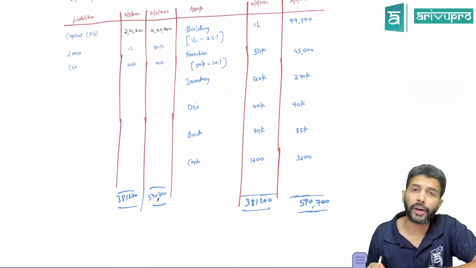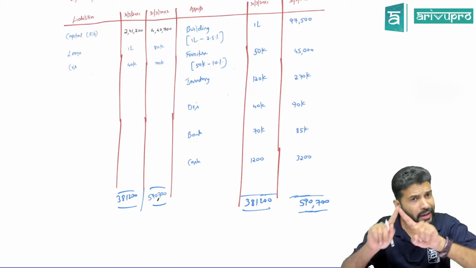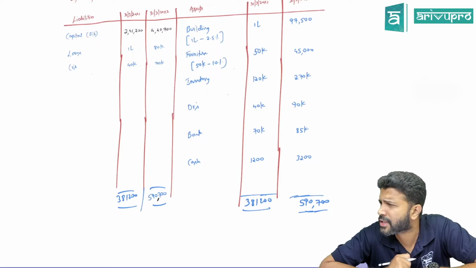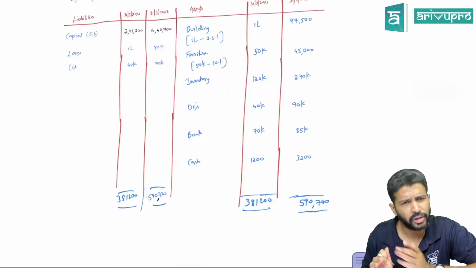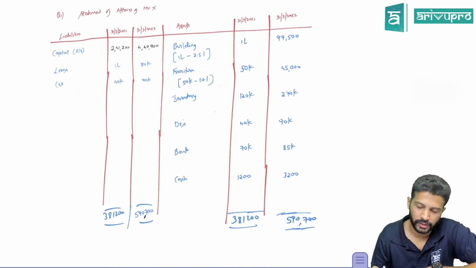So what about drawings and additional capital and all? That affects your capital account ledger. Did they ask you to prepare the capital account or only the statement of affairs? Statement of affairs. Have we done this? So that means question number 1 is over.